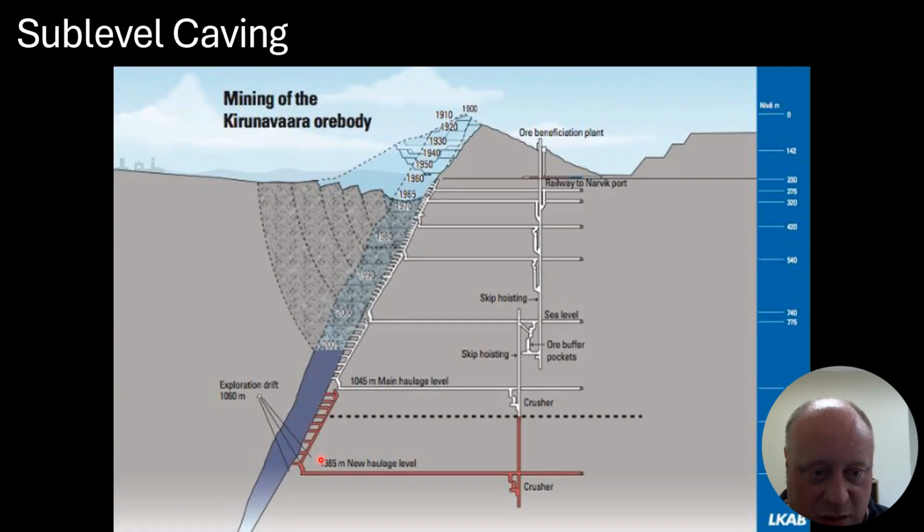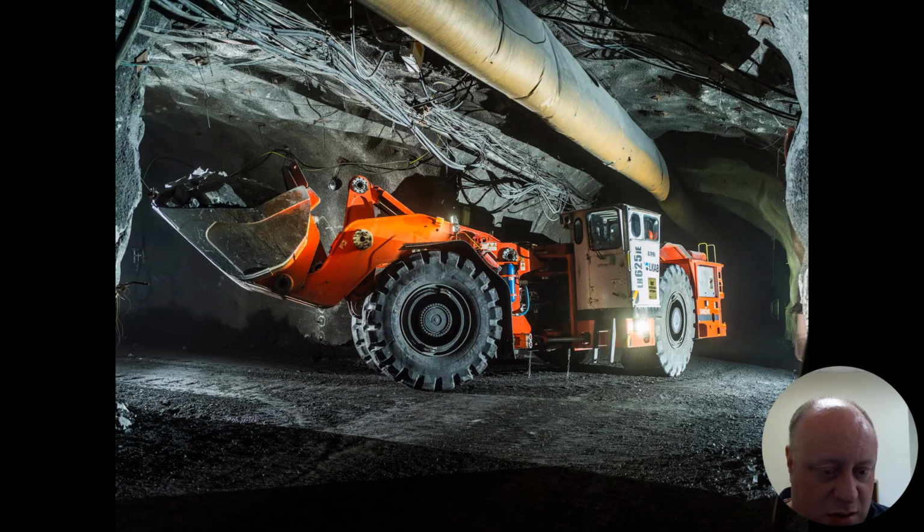Okay, and so what they're doing is, a lot of it's LHDs, load haul dumps, that they're using to actually extract the ore, and then loading it. They'll take it over to a crusher and then send it out in skips. And so it looks horizontal. That's because it is, right? The ore body's vertical, but they're accessing it from horizontal drifts, right? And then caving it from below.